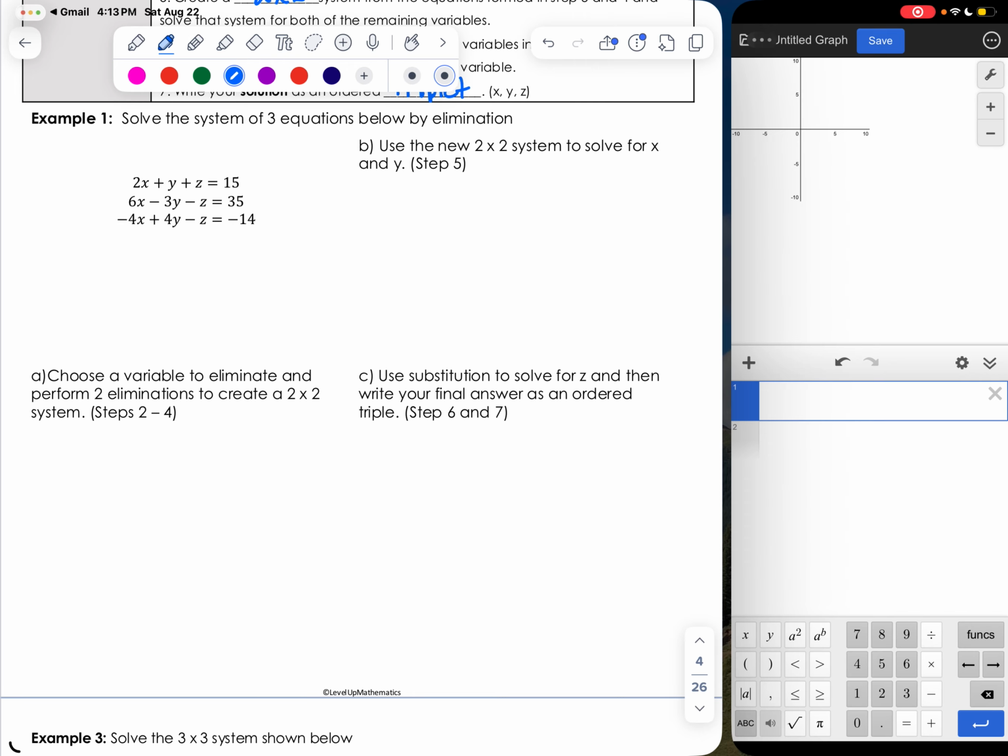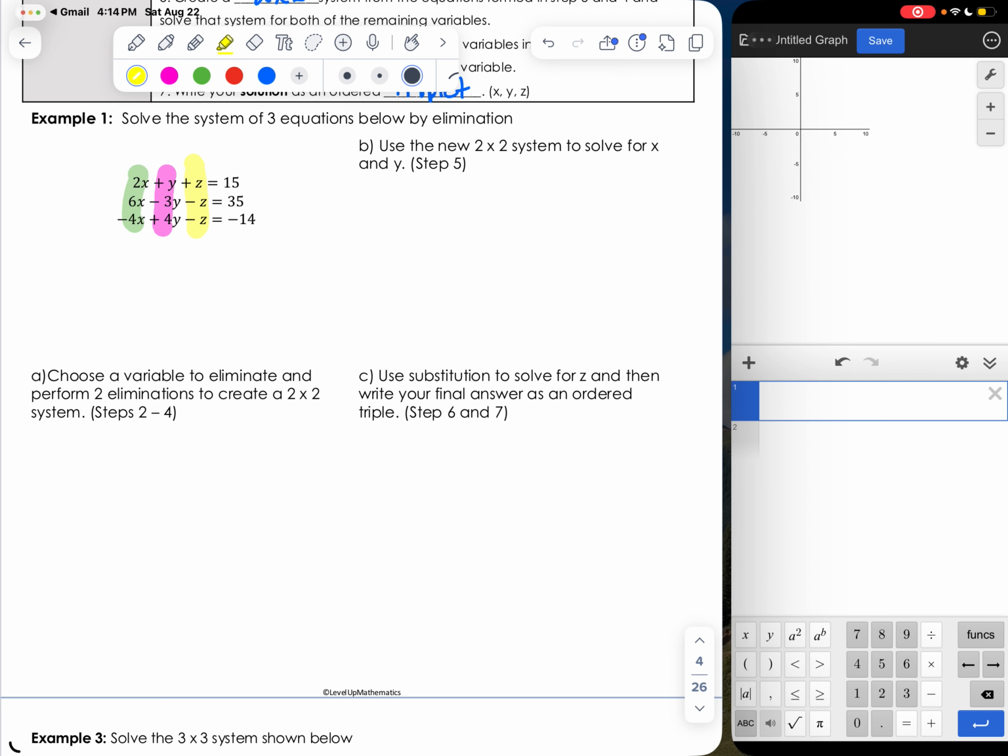So in step 2, you want to choose a variable to eliminate. What you can do is look at the x's. You have a 2x, a 6x, and a negative 4x. Then look at the y's. You have a 1y, a negative 3y, and a 4y. And then look at the z's. You have a positive z, a negative z, and a negative z.